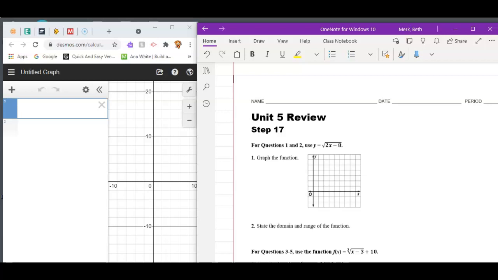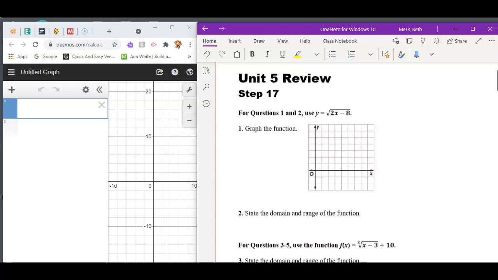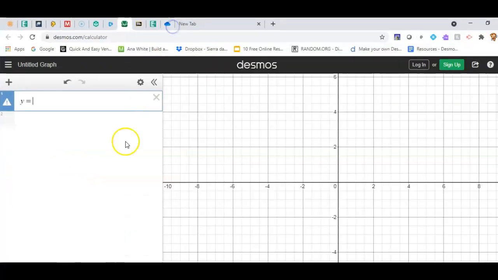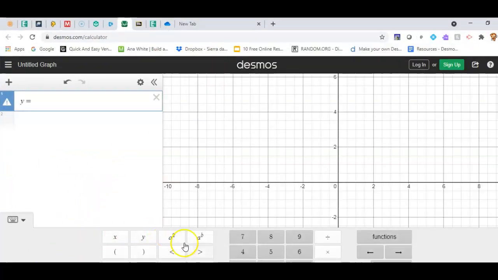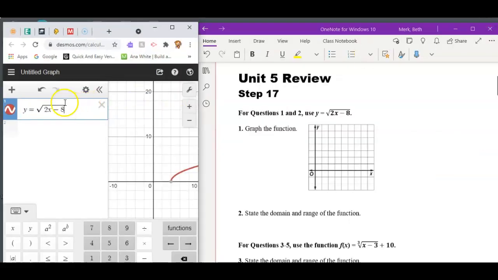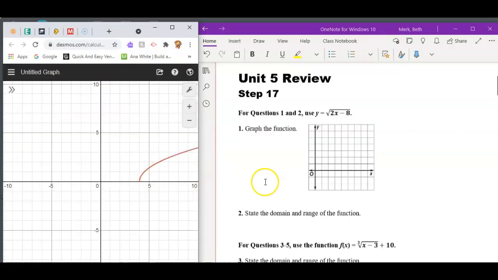Today we're going to go through each problem on the Unit 5 review, starting with the first one, y equals the square root of 2x minus 8. So we're just going to type that right into Desmos because it's asking us to graph. All right, and clearly we can see that our graph is this little red curve right here. We need to get it onto our review.